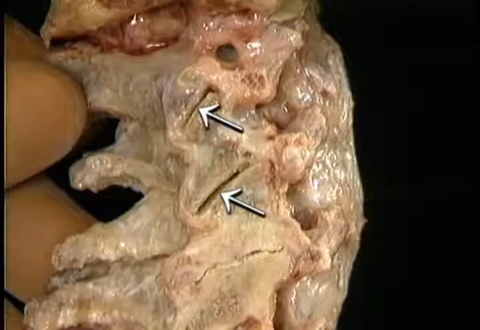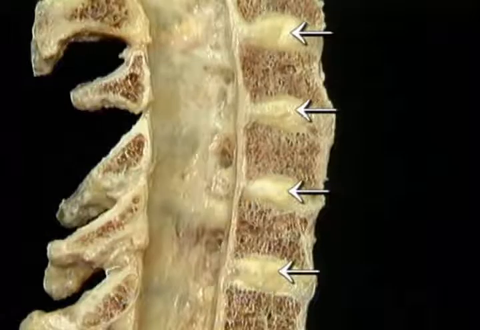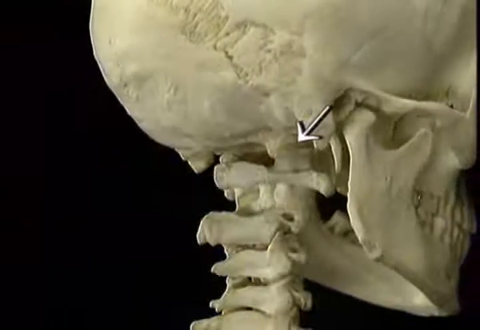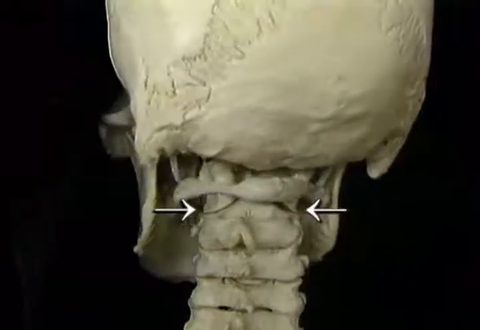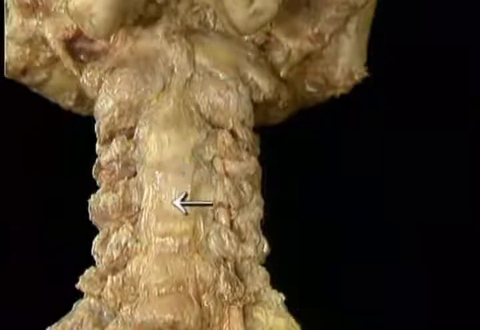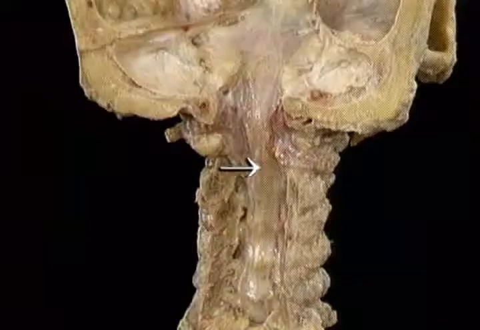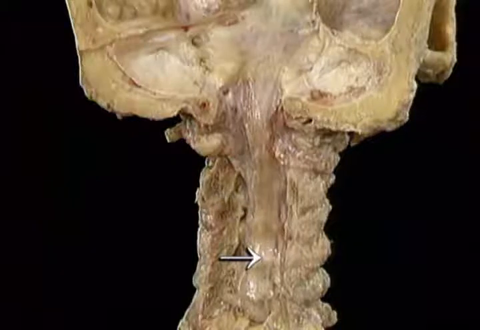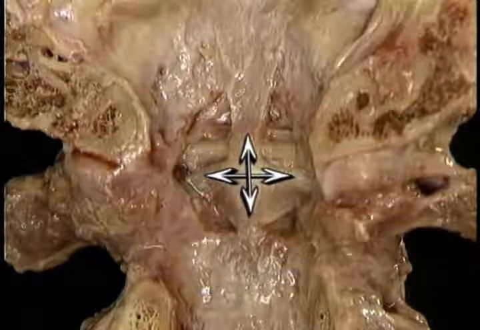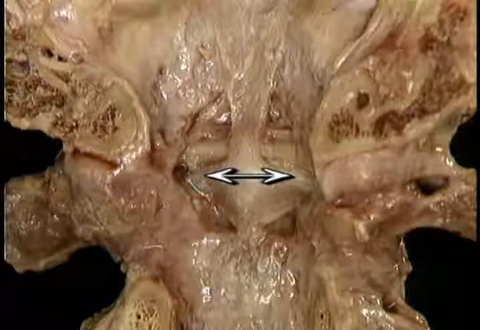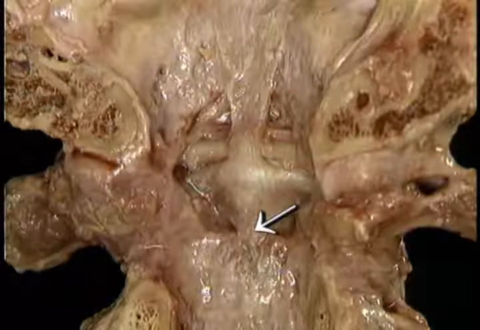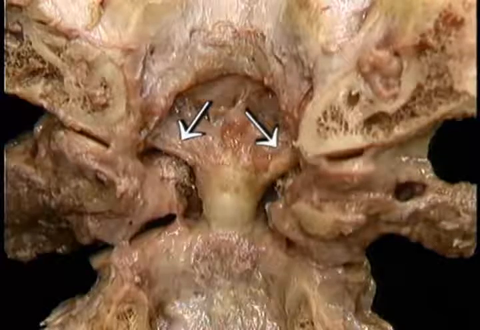Here are the intervertebral joints and the intervertebral discs. Here are the atlanto-occipital and atlantoaxial joints. Here's the nuchal ligament, the anterior longitudinal ligament, the posterior longitudinal ligament, and the tectorial membrane. Here's the cruciform ligament, consisting of the transverse ligament of the atlas, the superior band, and the inferior band. And here are the two alar ligaments.